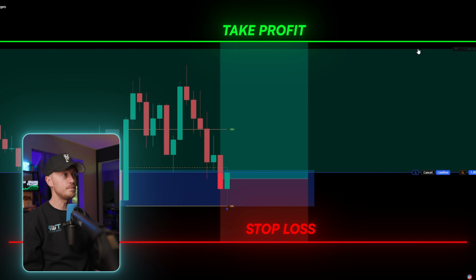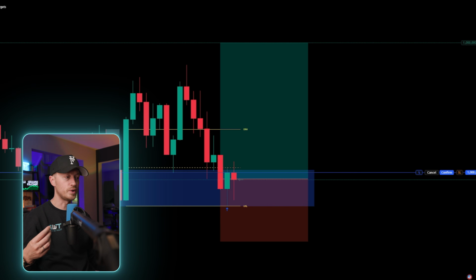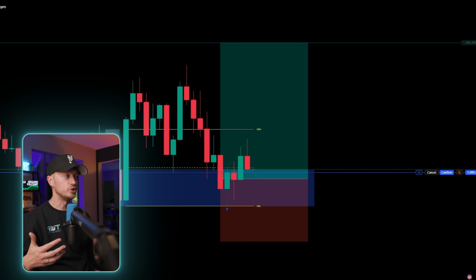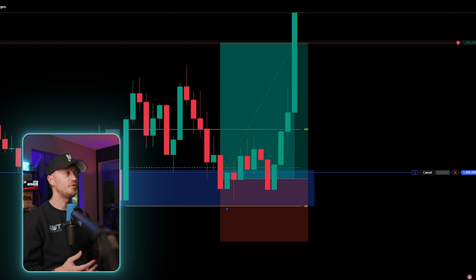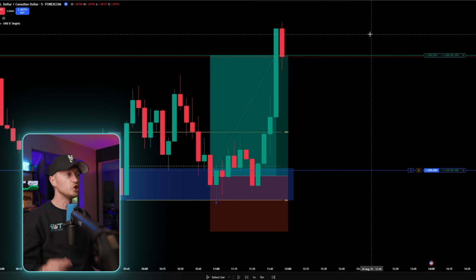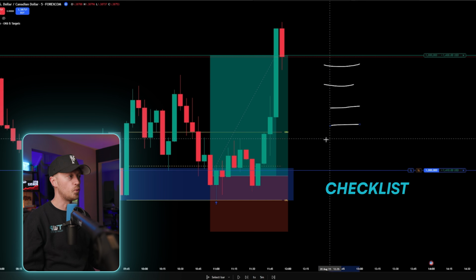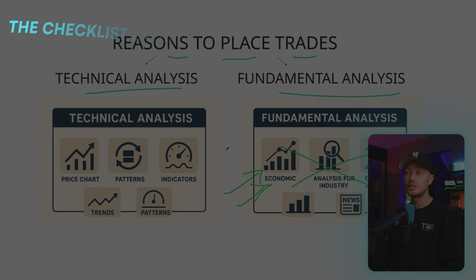So on this trade, I made approximately $1,500 because the price when the trade started went in my direction. So you can see the price goes in my direction and then eventually goes all the way up to my take profit, making me about $1,500 in a real trade that I actually placed. And the reason I won that trade is because I believe the US dollar was stronger than the Canadian dollar that day. Now, there's a long checklist of things that I go through when I'm placing a trade like this using something called technical analysis, which I'll show you later in the video.